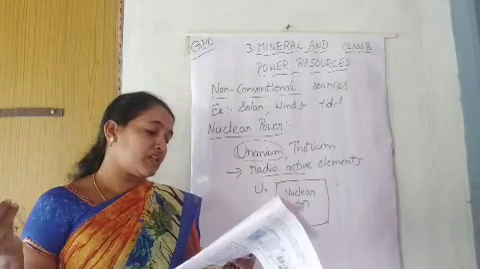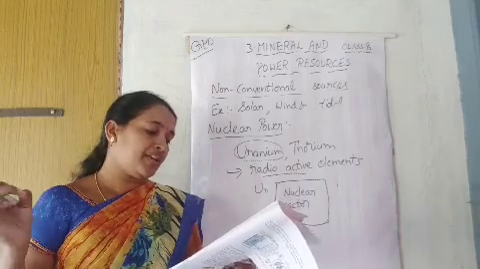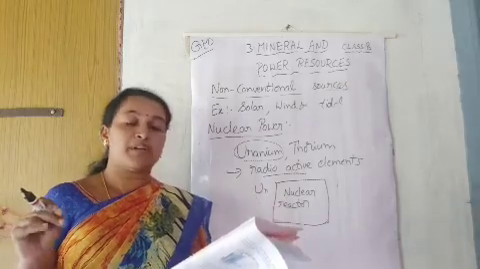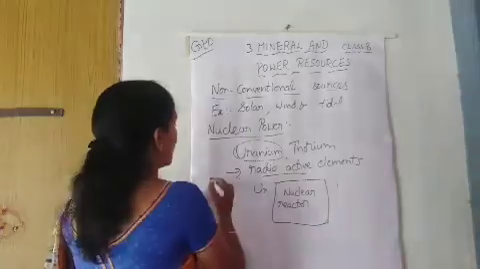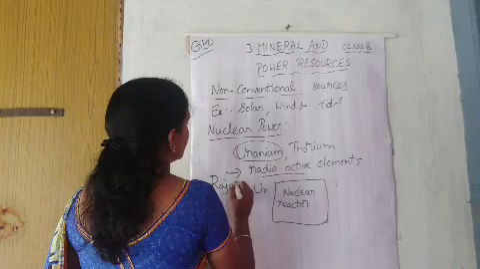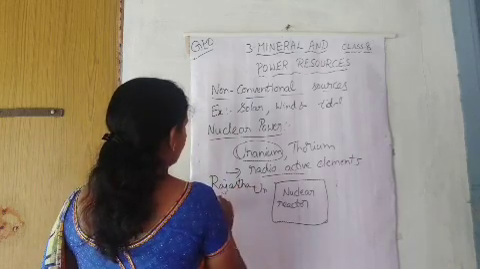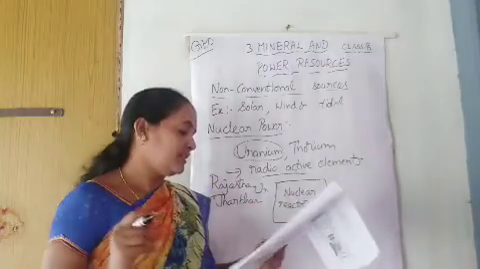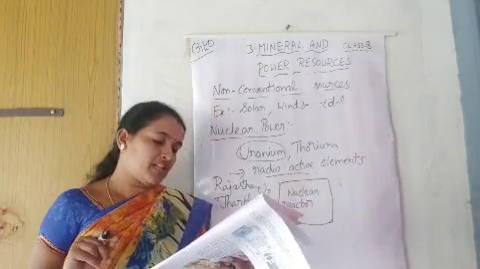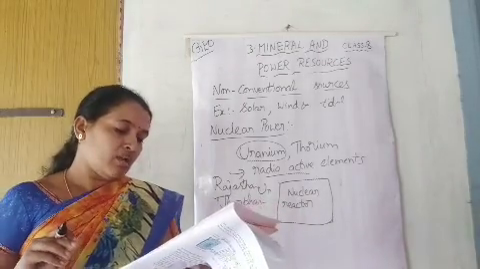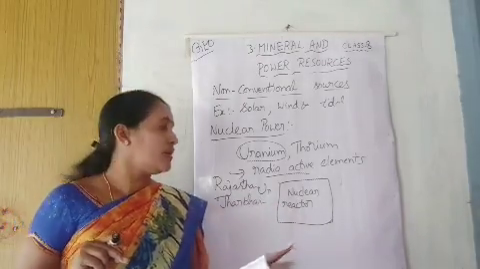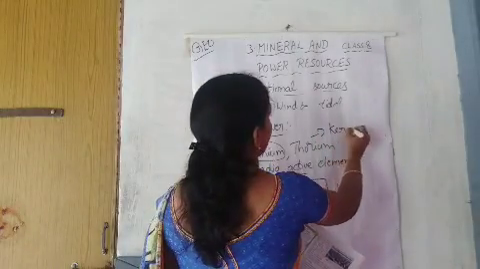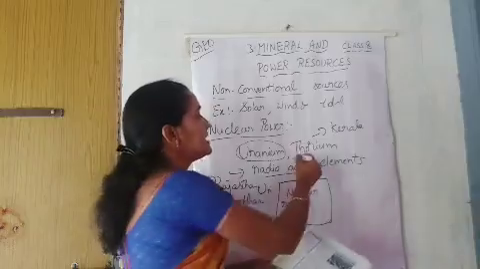The greatest producers of nuclear power are USA and Europe. In India, Rajasthan and Jharkhand have large deposits of uranium. So in our India, in these two places, we have uranium deposits. Thorium is found in large quantities in the monazite sands of Kerala. So thorium is available in the sands of Kerala.